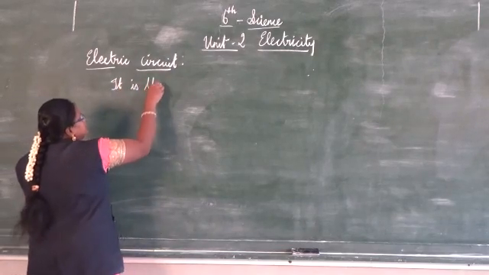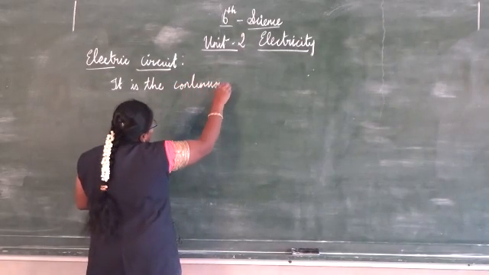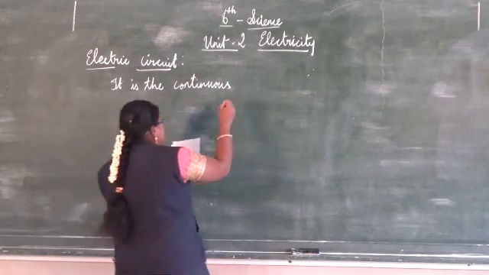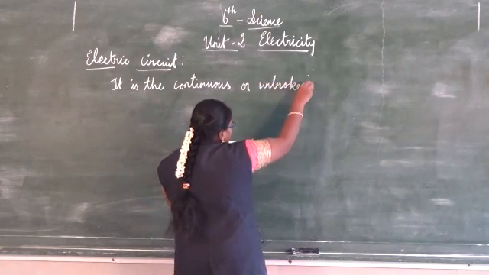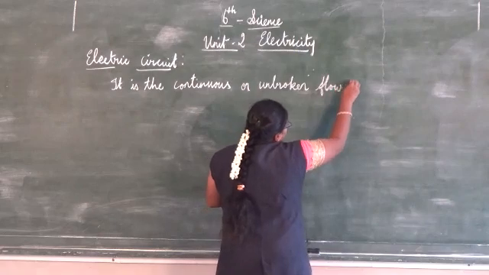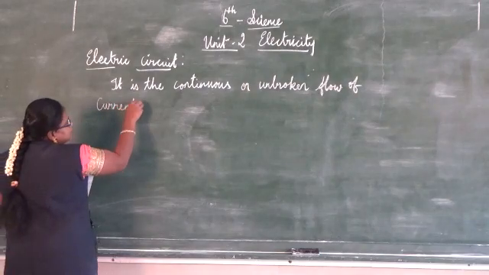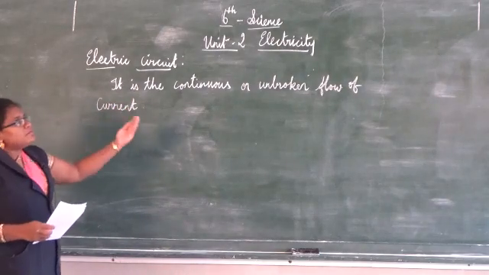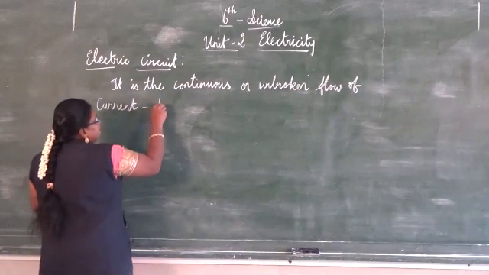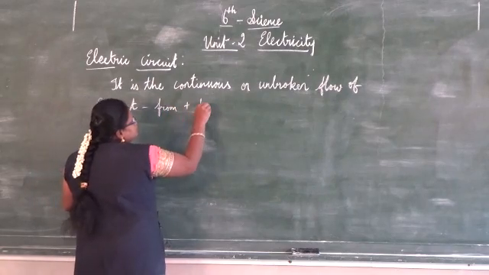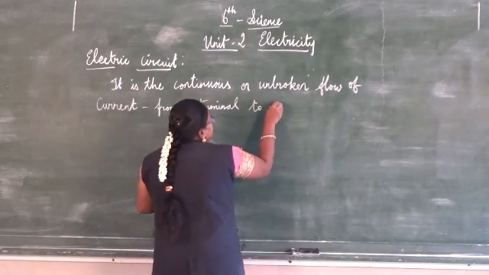It is the continuous or unbroken flow of current. Okay, what is this? It is the continuous or unbroken flow of current. Okay, that too from the positive terminal to the negative terminal.